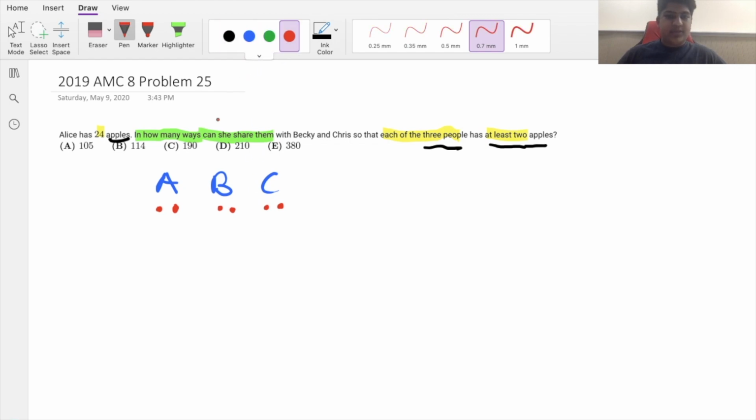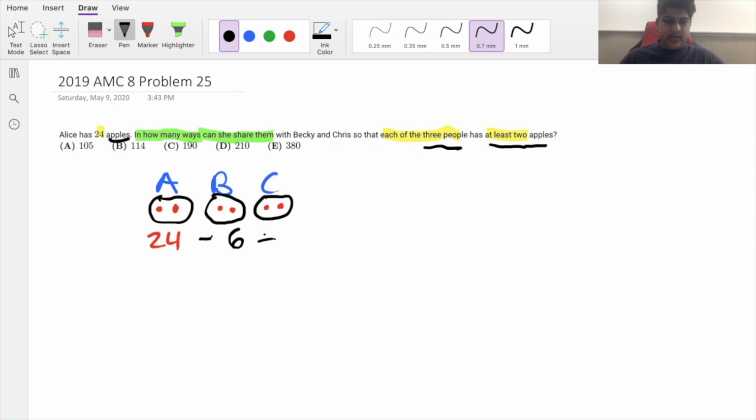So, we first want the number of objects. So we start out with 24 apples, but then we subtract 6 apples because we have 1, 2, 3, 4, 5, 6 apples that have already been given. So that results in 18 apples left over.